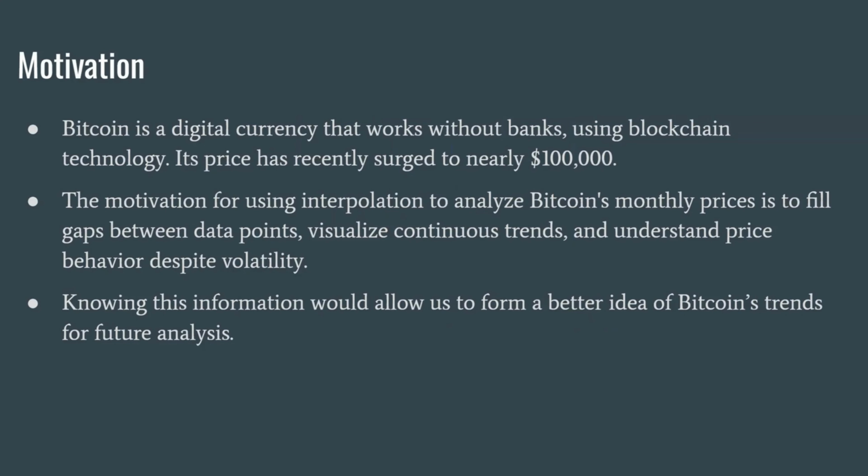So our motivation. Recently, Bitcoin has hit nearly $100,000, and it is a digital currency that works with banks using blockchain technology. The motivation for using interpolation to analyze Bitcoin's monthly prices is to fill gaps between data points, visualize continuous trends, and understand price behaviors despite volatility. Knowing this information will allow us to form a better idea of Bitcoin's trends for future analysis.